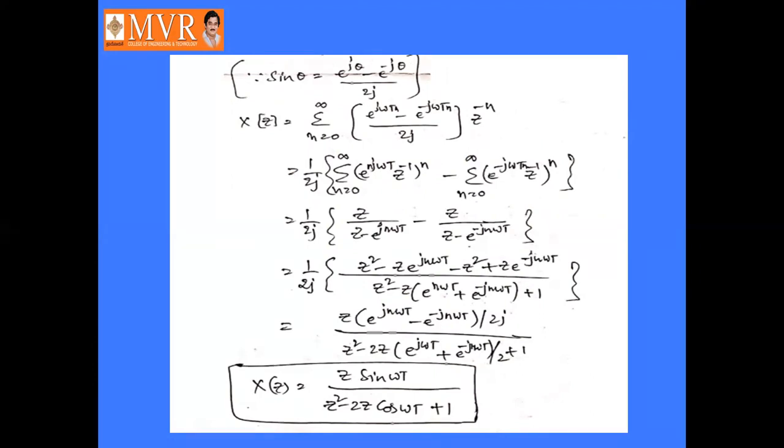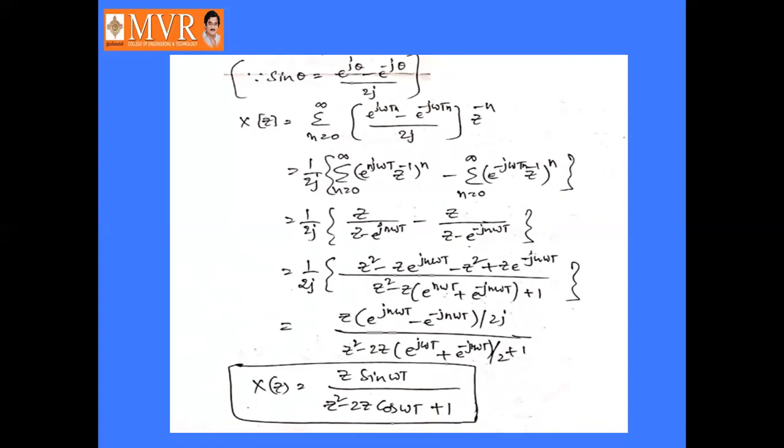Okay. Extract the 1 by 2j outside the sigma. So 1 by 2j into sigma n equal to 0 to infinity e power nj into omega t into z power minus 1 whole power n minus sigma n equal to 0 to infinity e power minus j omega tn into z power minus 1 whole power n, right? Okay, so it is equal to 1 by 2j into z by z minus e power j n omega t minus z by z minus e power minus j n omega t.